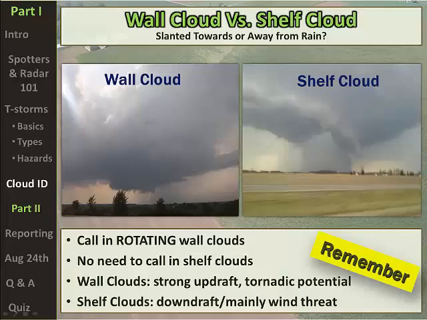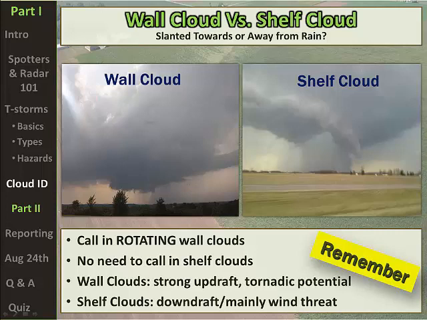So to sum up our previous sections on wall clouds and shelf clouds, just remember the key point here that wall clouds are associated with strong updrafts, and that's important because tornadoes feed off that updraft, whereas shelf clouds are more associated with that rain-cooled downdraft, and your tornado threat is much lower to non-existent with shelf clouds because downdrafts are dominating that cloud. And again, with shelf clouds, there's no need to call those in, but just be aware of the wind potential with those.